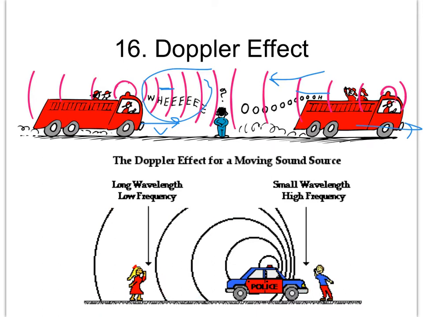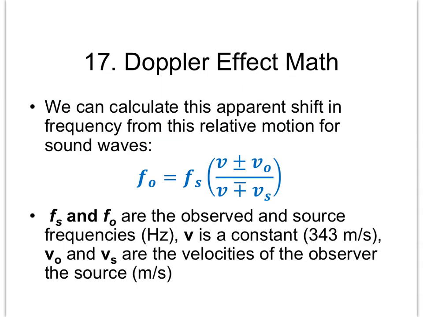Mathematically, this is the equation we have for the Doppler effect. We can calculate this shift in frequency based off of the motion of both the source, the person or the thing creating the wave, and the observer, the person or the thing hearing the wave. And so what we have here are the two different frequencies, f sub o and f sub s. f sub o is the frequency of the observer, the frequency that's actually heard, and f sub s is the frequency of the source, the frequency that's emitted. Then we have this fairly tricky fraction here, v plus or minus v sub o over v minus or plus v sub s.